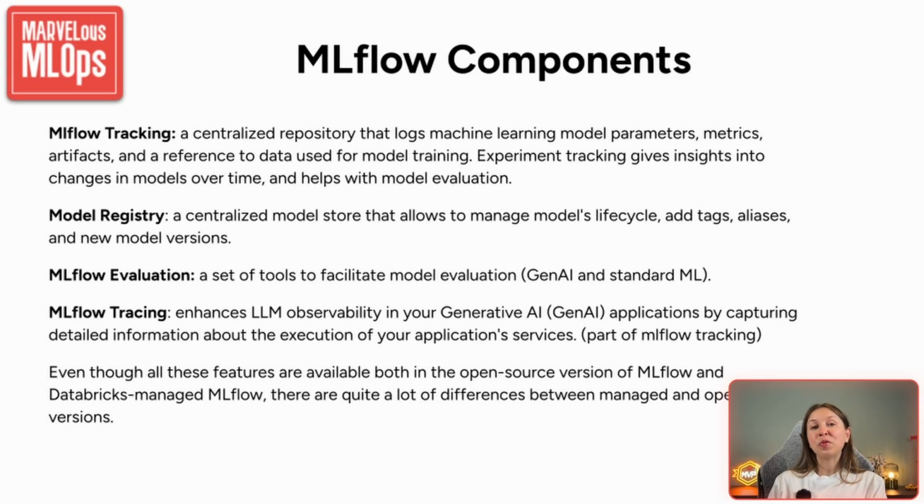Let's talk about the MLflow components first. MLflow tracking is a centralized repository that logs machine learning models and the parameters, metrics, and artifacts. Model registry is a centralized model store that allows to manage model lifecycle, add tags, aliases, and new model versions. There is also MLflow Evaluation, a set of tools to facilitate model evaluation for Gen AI applications and also for standard machine learning. And there is also MLflow Tracing that enhances LLM observability in your Gen AI applications.